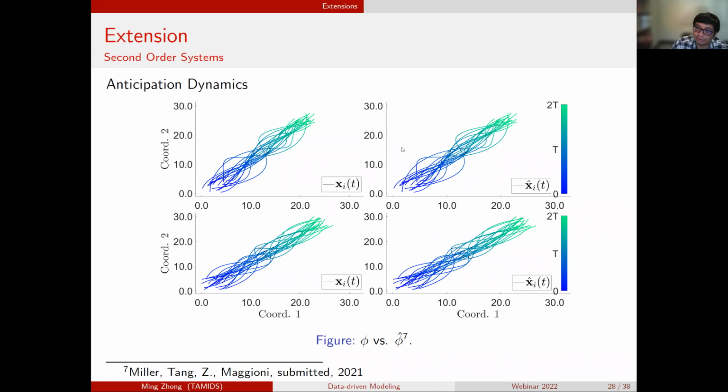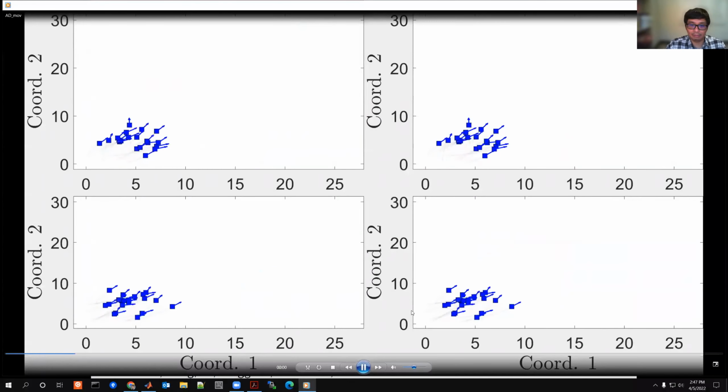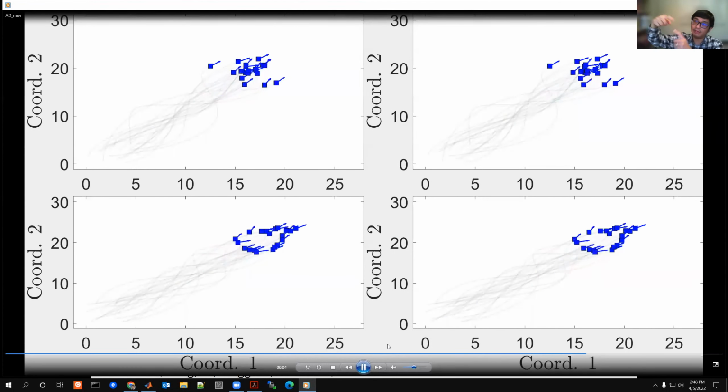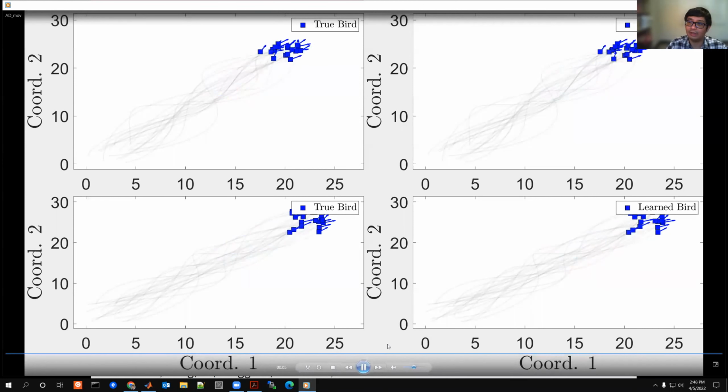And I also want to show you this movie of these birds slowly first revolving around the center of mass axis, and then slowly coming into flocking together. Okay, so we can still preserve this behavior. So we can learn multi-agents, we can learn second order agents.